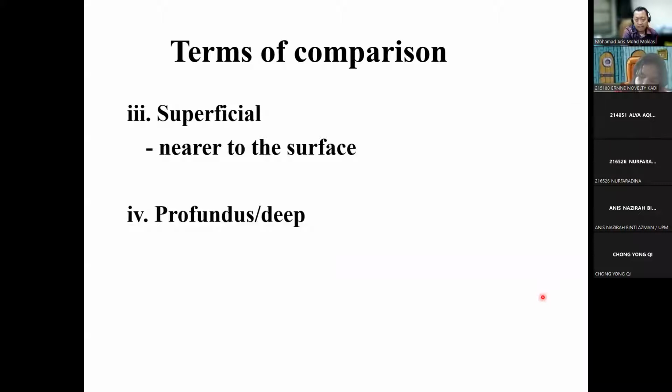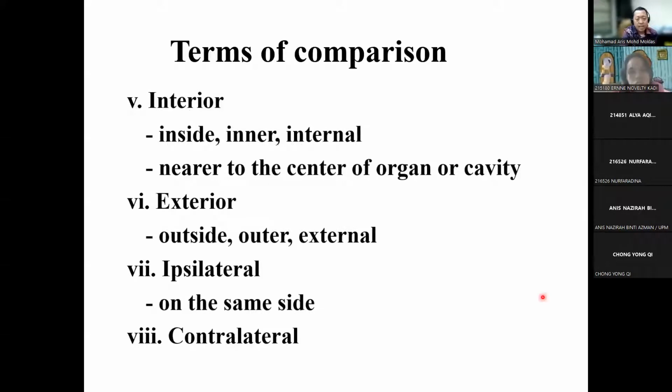Superficial and profundus. That's when comparing between structures located nearer to the surface. The nearer will become superficial, and then the deeper structure is known as profundus. That's when you're comparing between a few layers of structures. The superficial will be located nearer to the surface, whereas profundus will be located deeper.